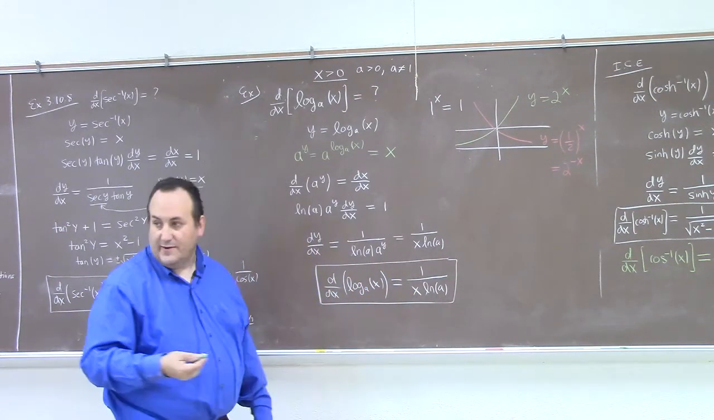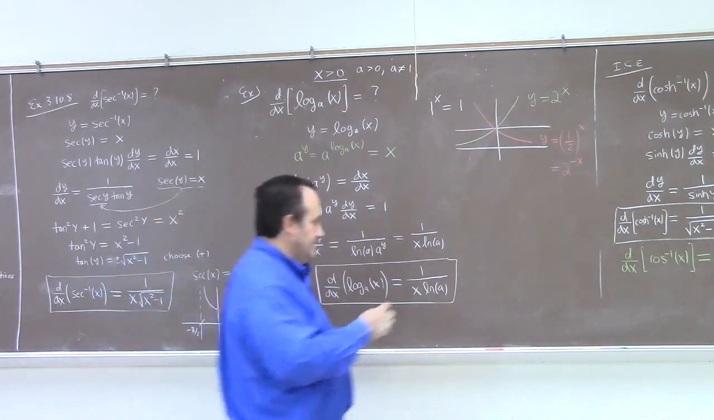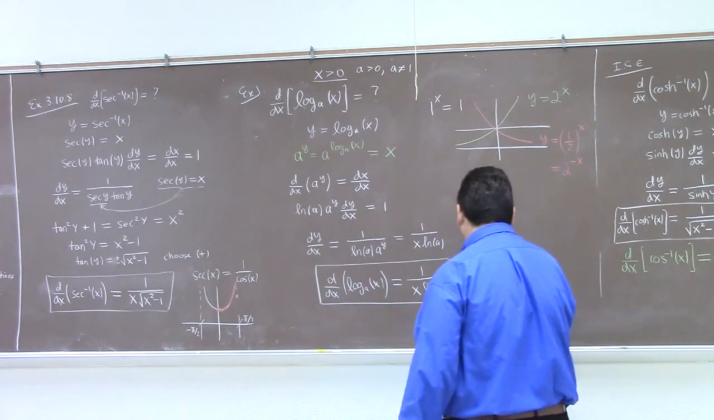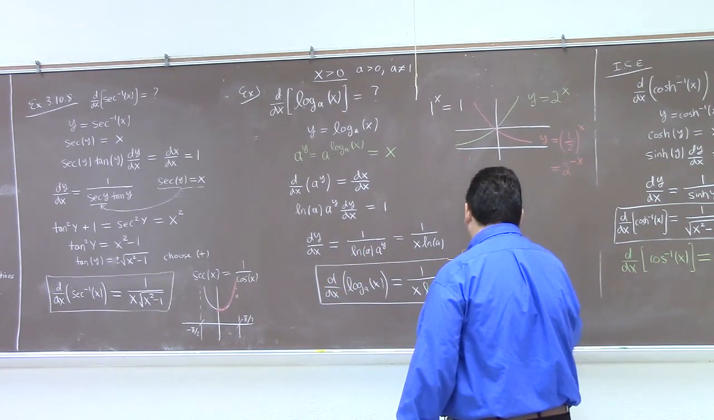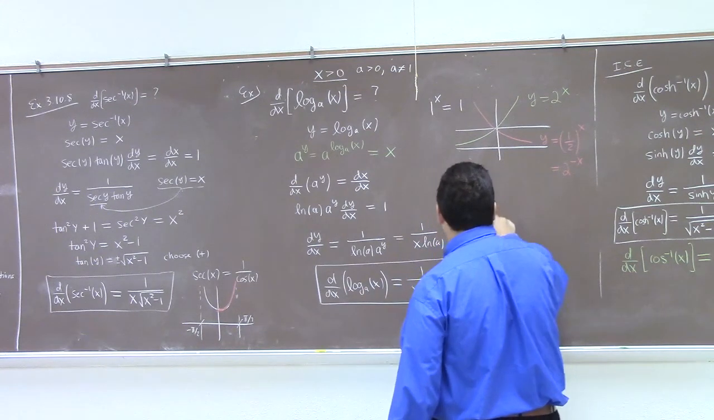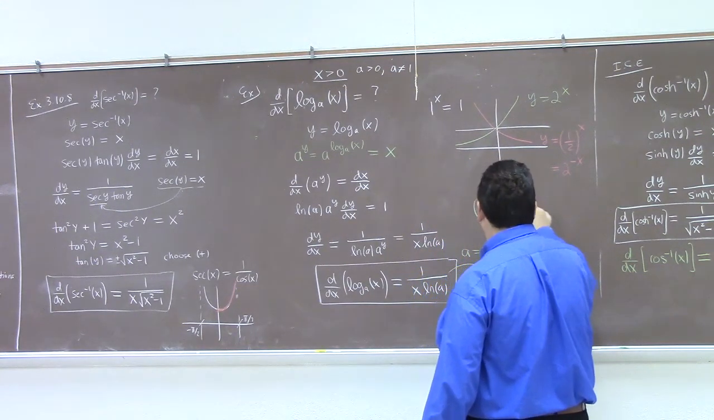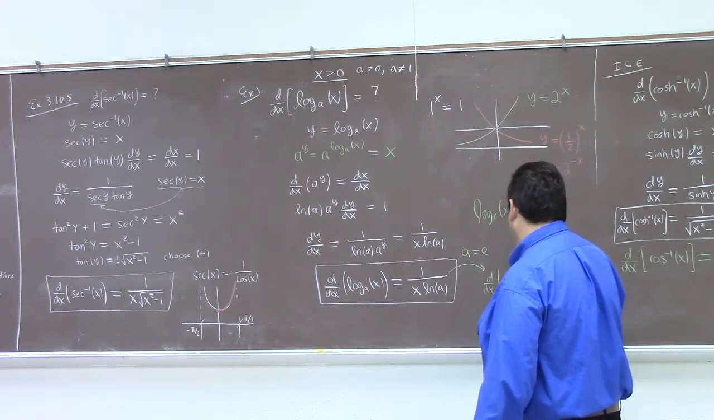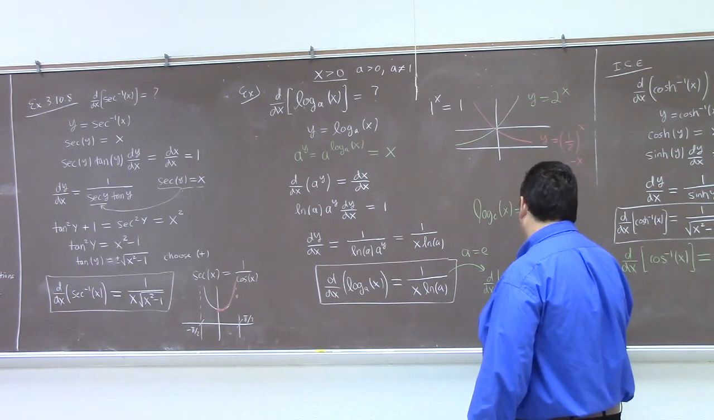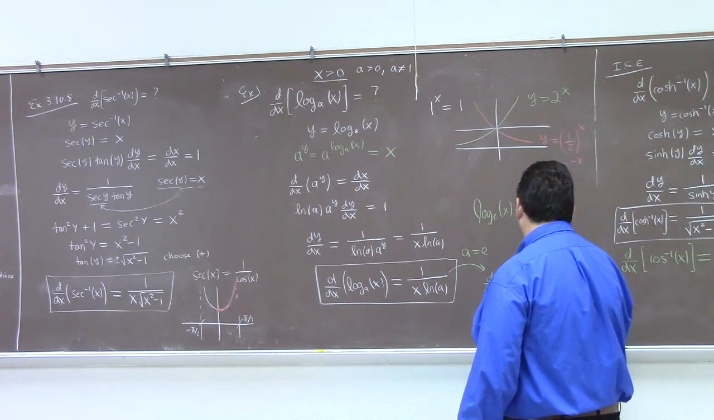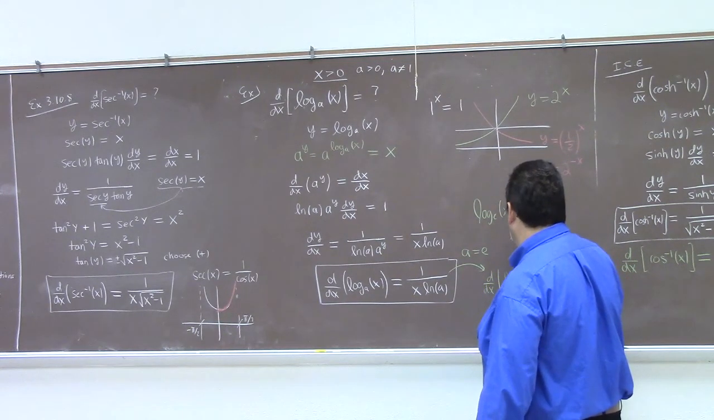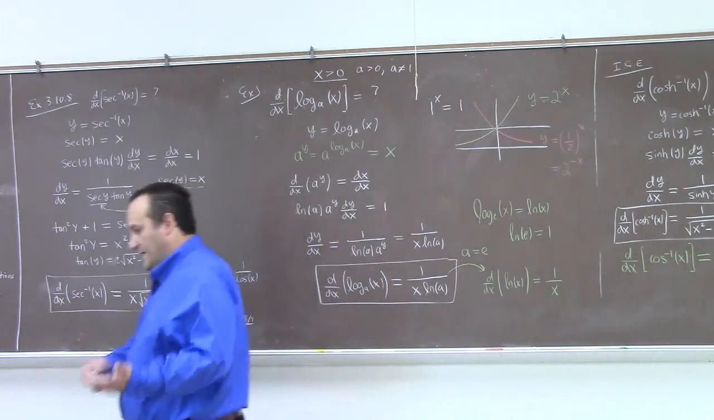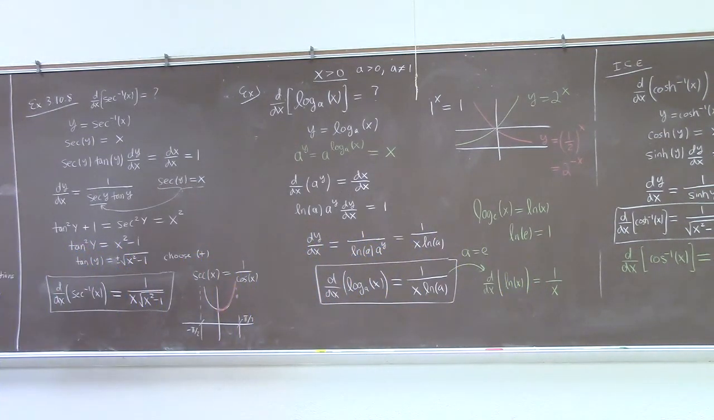What happens when we put a equals e? Then we have d/dx. Remember, log base e of x is the natural log of x. So that gives us the derivative of the natural log of x is equal to 1 over x, because the natural log of e is 1. So that formula drops back to the one we proved earlier today in that context.